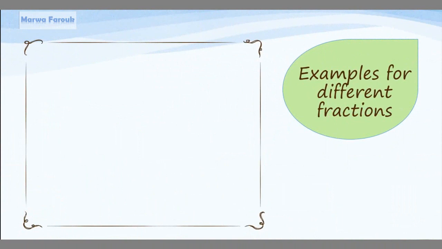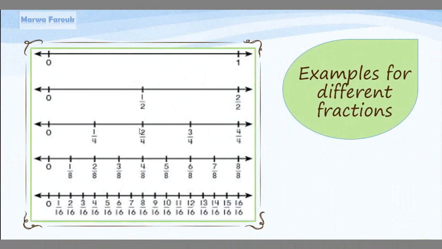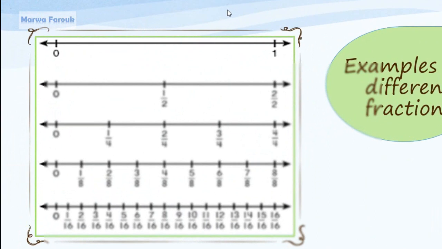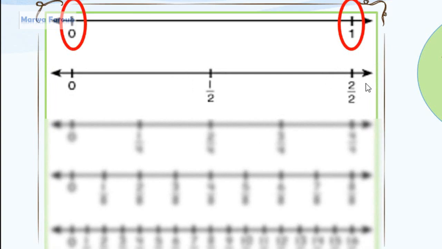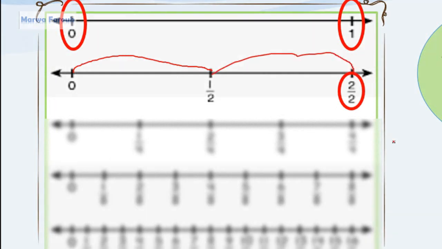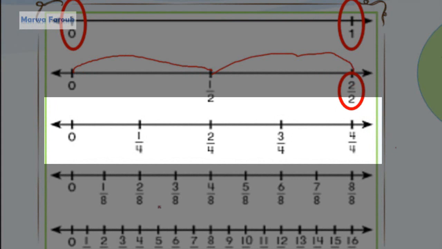Okay, let's see more examples. Here we have a number of number lines. The first one starts at 0 and ends at 1, and it's not divided into any equal parts. Why? Because we don't have any fraction here. Let's see the next one. The denominator here is 2, so this will be divided into 2 equal parts, right?